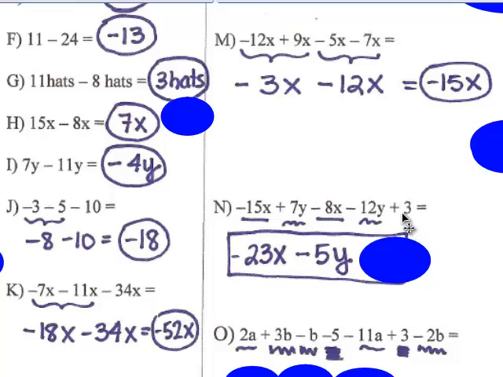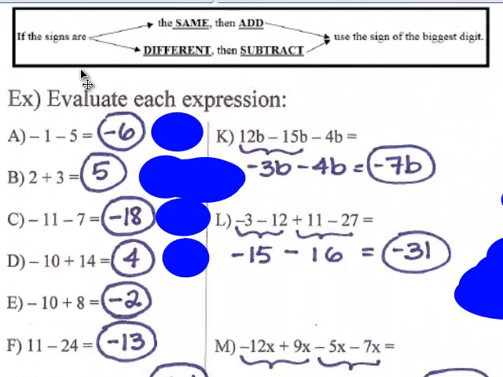Okay, and the number 3, there's no number that doesn't have a letter. The only thing that doesn't have a letter is number 3, so it's the only term like that. So that means all I have to do is bring it down. So I'm left with this, and if you can notice, none of them have like terms, so that means that's all I can do.